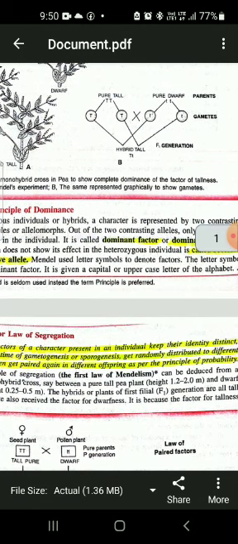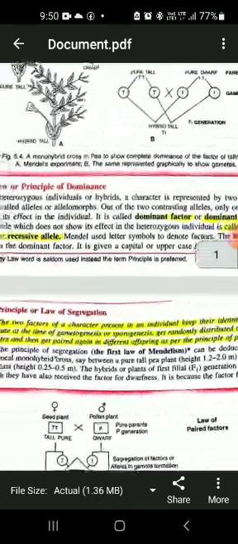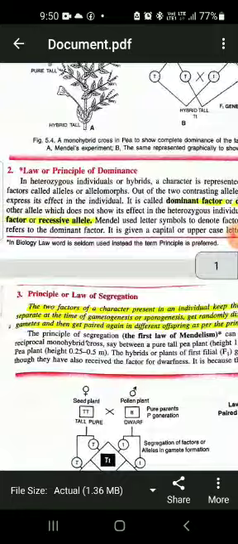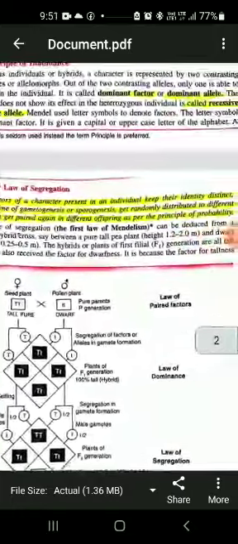Both the T's, capital and small, are present in the hybrid progeny, but the progeny is tall. It is because the capital T, the dominant one, is able to express itself, and the recessive one remains unexpressed, and this was treated as the law of dominance proposed by Mendel.